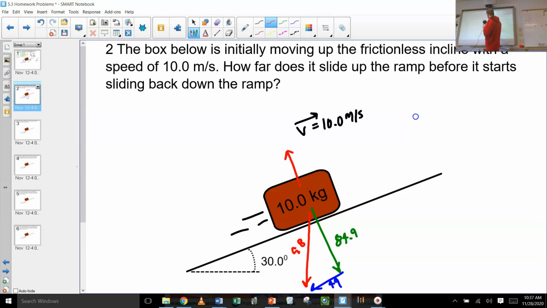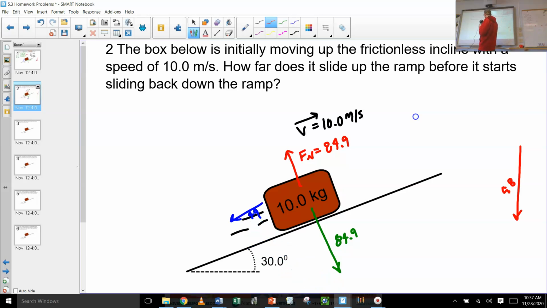And I knew that my normal force was 84.9. So I'm pulling these numbers from the last problem to just get a sense of, and because I have a smartboard, I can kind of do this stuff. And then also, my acceleration is still the same, like when these are my forces here, because it's still frictionless.